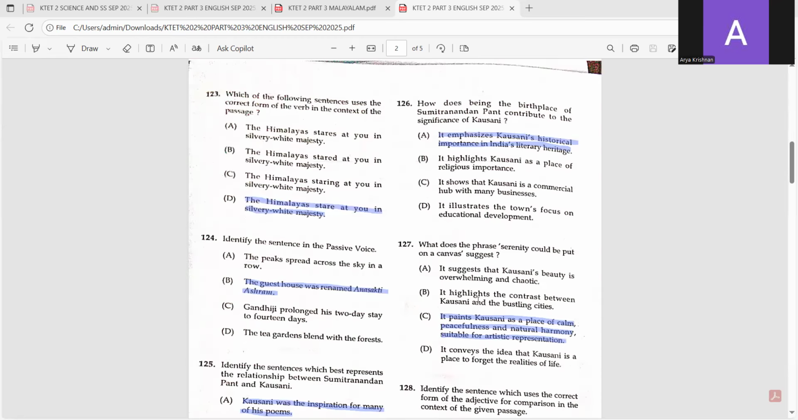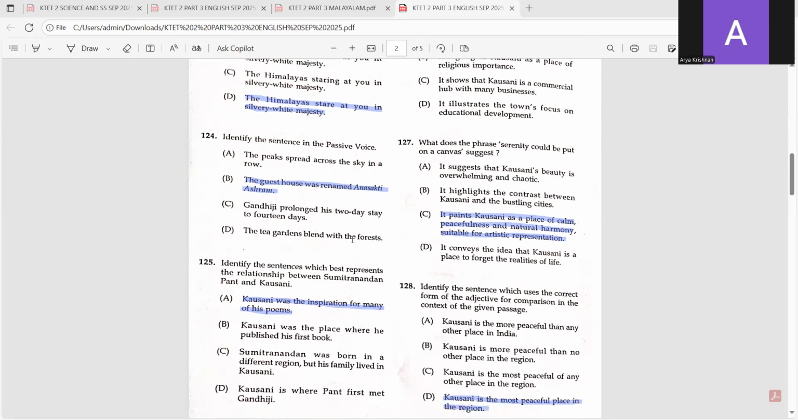Okay, next question. Question number 123. Which of the following sentences uses the correct form of the verb in the context of the passage? The Himalayas stares at you in silver white majesty. The Himalayas stared at you in silver white majesty. The Himalayas staring at you in silver white majesty. The Himalayas stare at you in silver white majesty. Answer is option D.